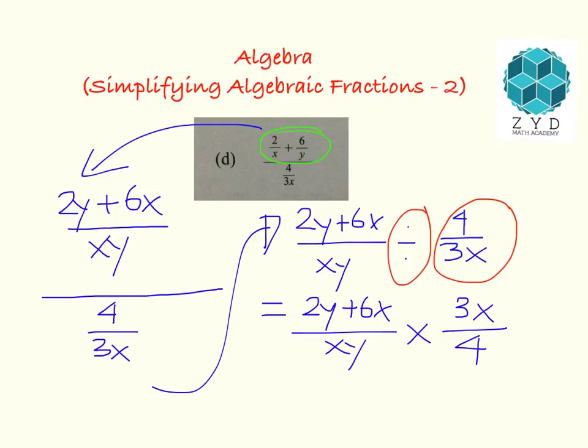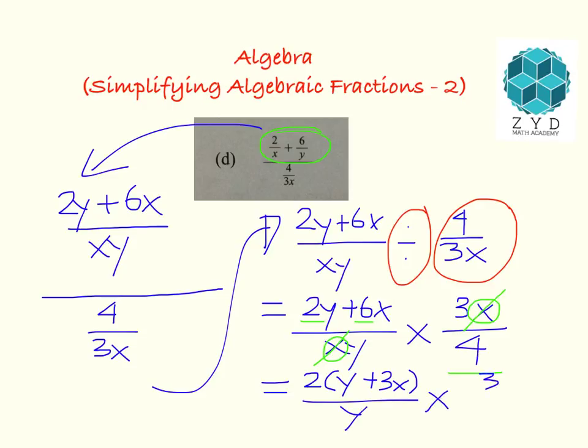And from here I can see that my x and my x here are common. So I'm going to cancel this and I'm going to cancel this. And somehow I know this 4 and this 2 and this 6, they are common. So what I need to do is to factorize the 2 here. It gives me 2 times y plus 3x, over y, multiplied by 3 over 4. And let us cancel the 4 to have a 2. Cancel this 2 to get a 1. So let's see what is the final answer.